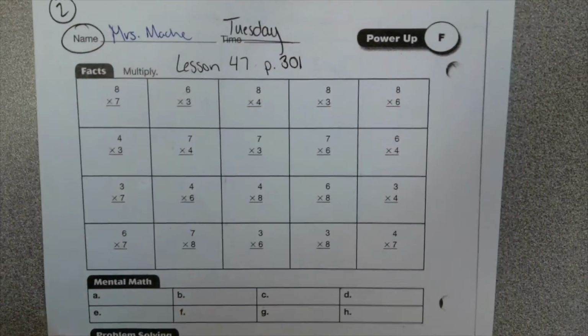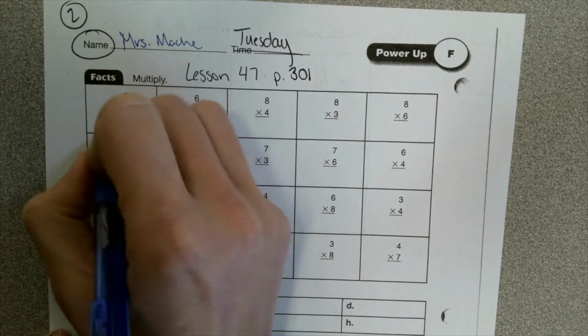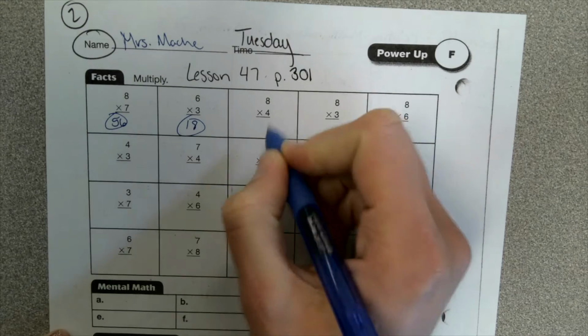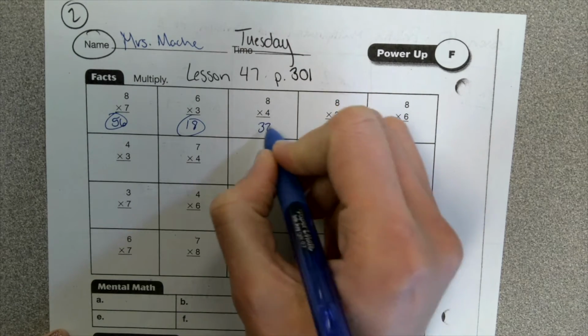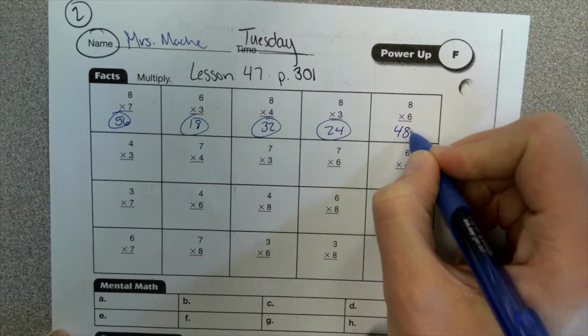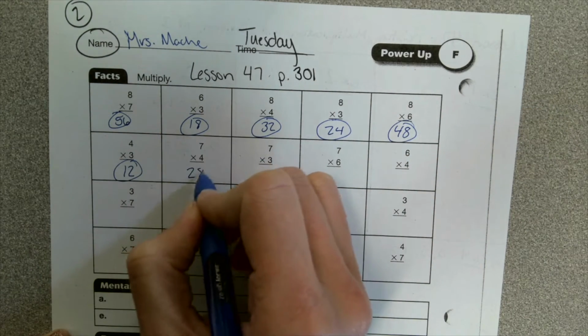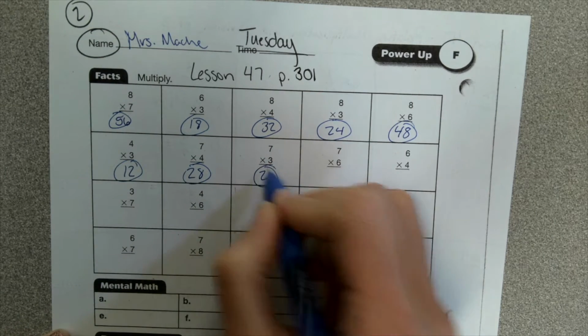All right, let's go ahead and correct these. 8 times 7 is 56. 6 times 3 is 18. 8 times 4 is 32. 8 times 3 is 24. 8 times 6 is 48. 4 times 3 is 12. 7 times 4 is 28. 7 times 3 is 21.